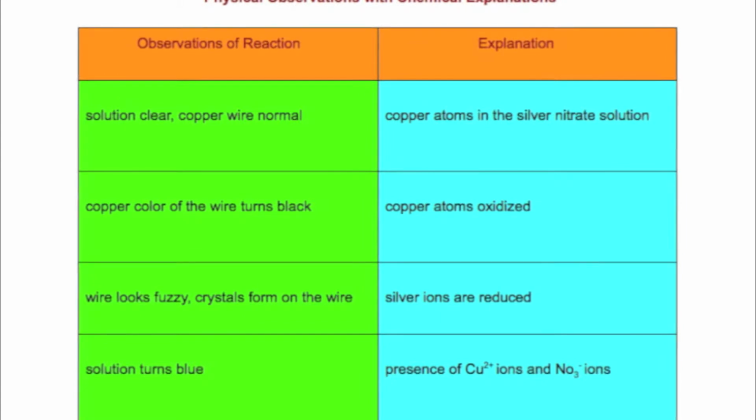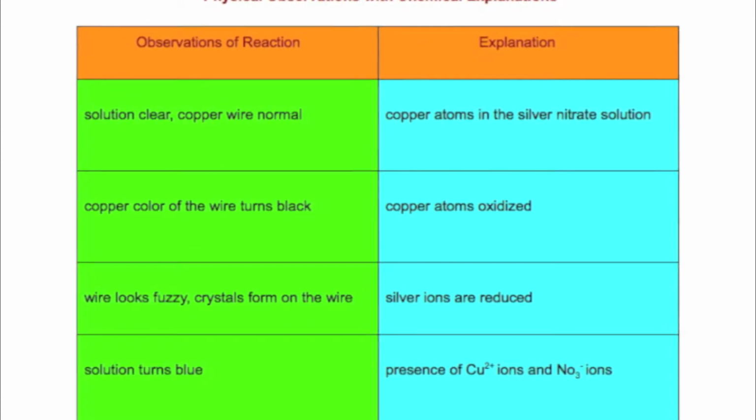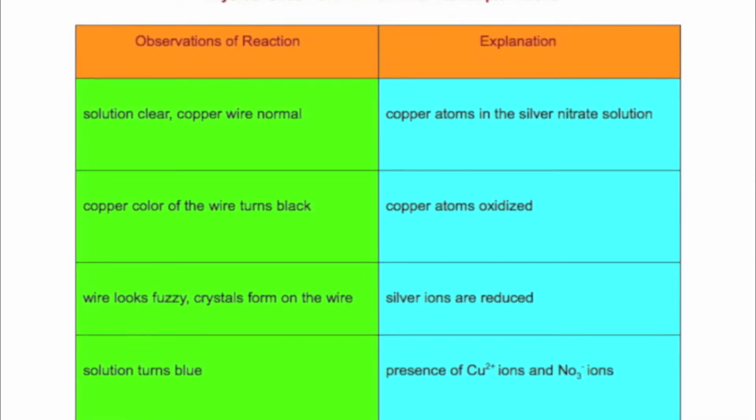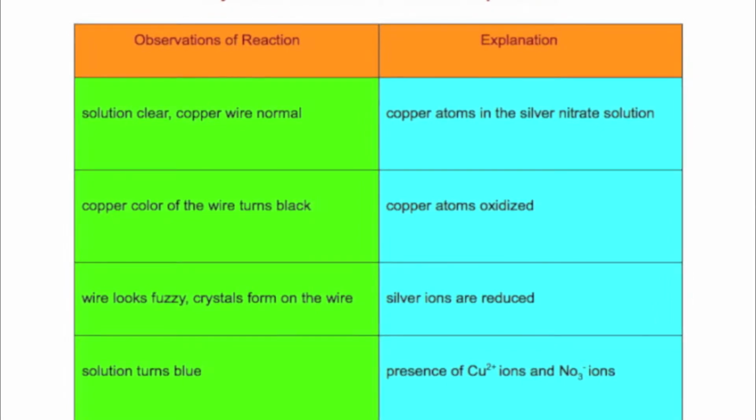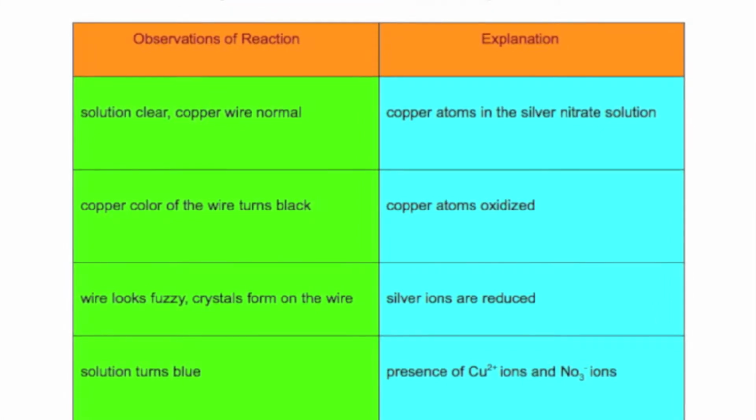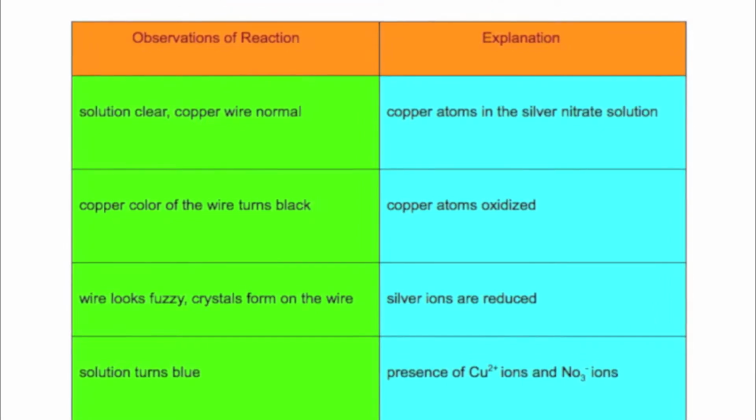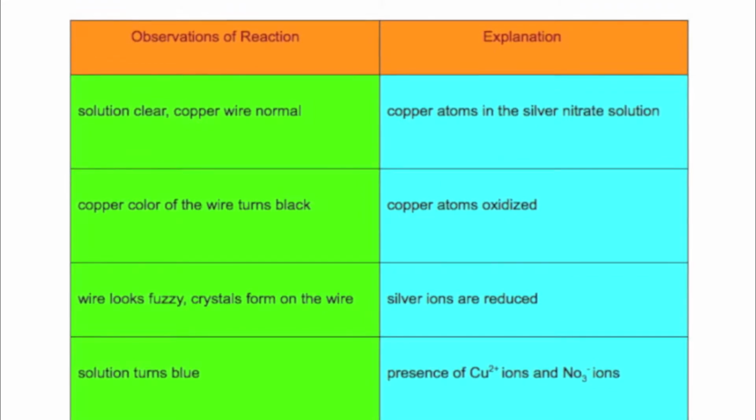Then, the wire looked fuzzy and crystals began to form on the wire. This was because the number of silver ions were reduced. Lastly, the solution turned blue, and this indicated the presence of Cu2+ ions and NO3- ions in the solution.